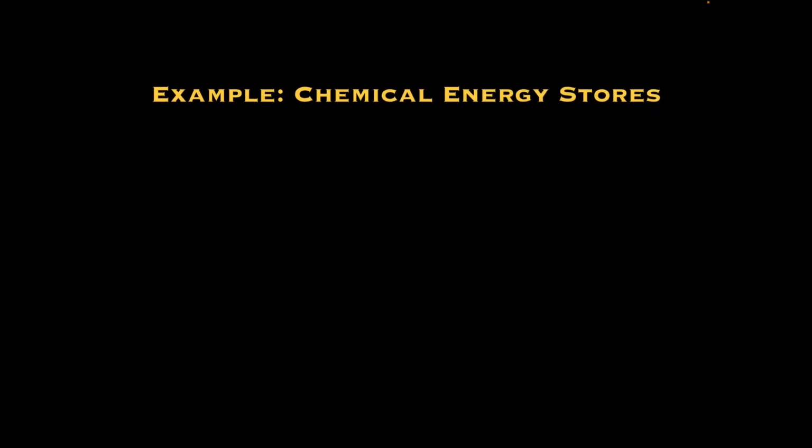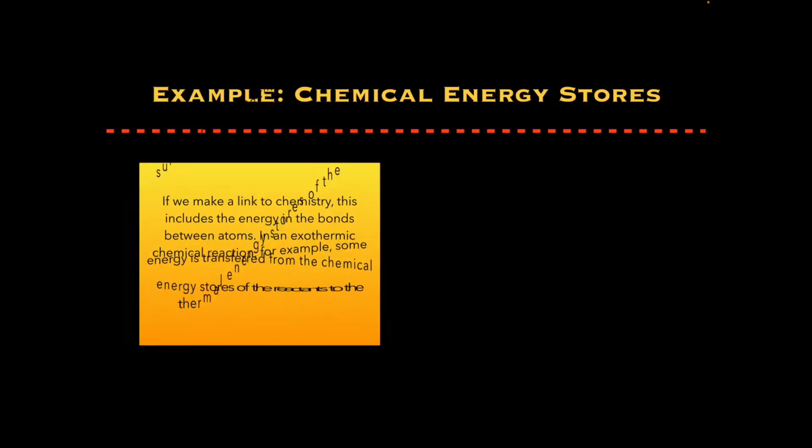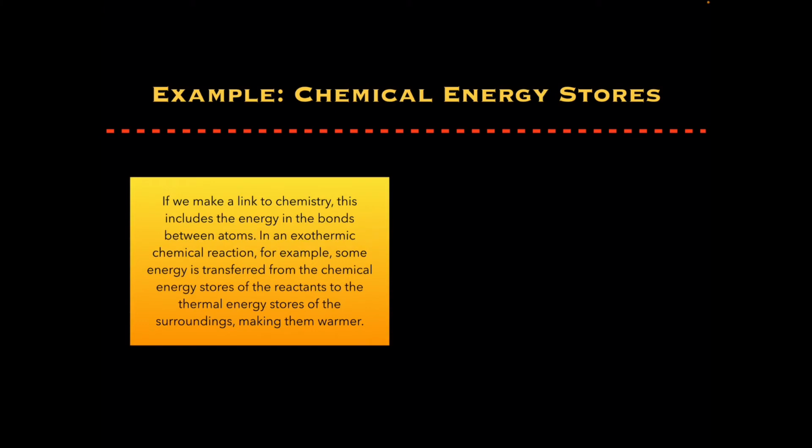So now let's look at the first example of a type of energy store called a chemical energy store. What does this refer to? If we make a link to chemistry, you may have watched the first video on this channel, which is a chemistry video. You may want to look at it, but you can make sense of this without watching that video. This includes the energy in the bonds between atoms. That's the energy stored in the bonds between atoms, so that's a type of energy store.